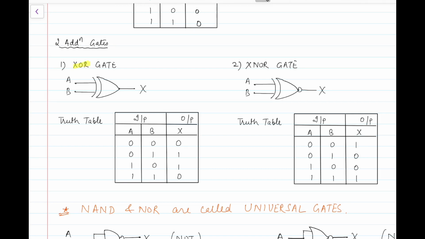also work. XOR means exclusively OR. It will be 1 only when one of them is 1. If both are 1, it will still be 0. And similarly the inverter of XOR would be XNOR. You can have this truth table.